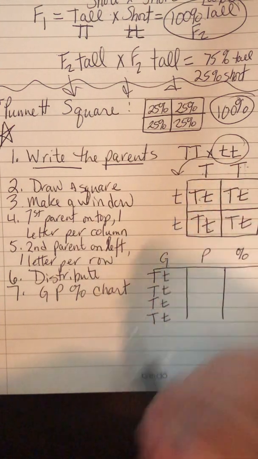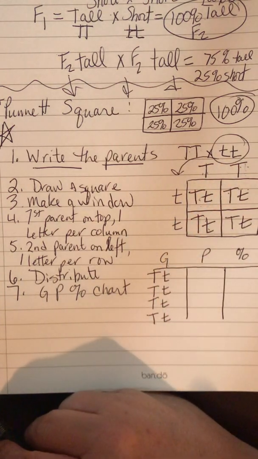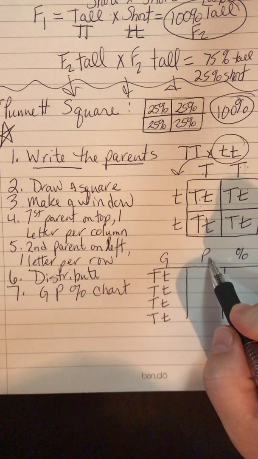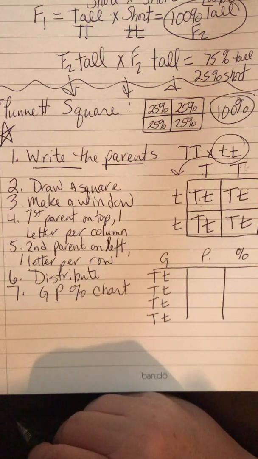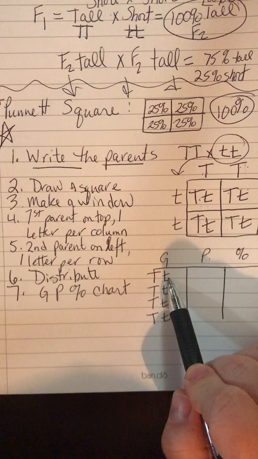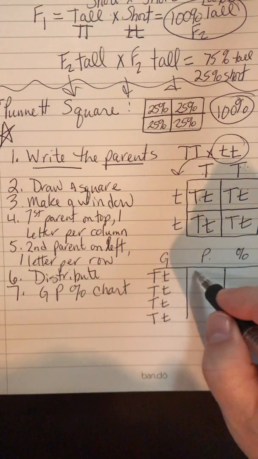And G stands for genotype. P stands for phenotype. What does that look like? This pea plant, big T, little t, has the dominant form, so it's tall.